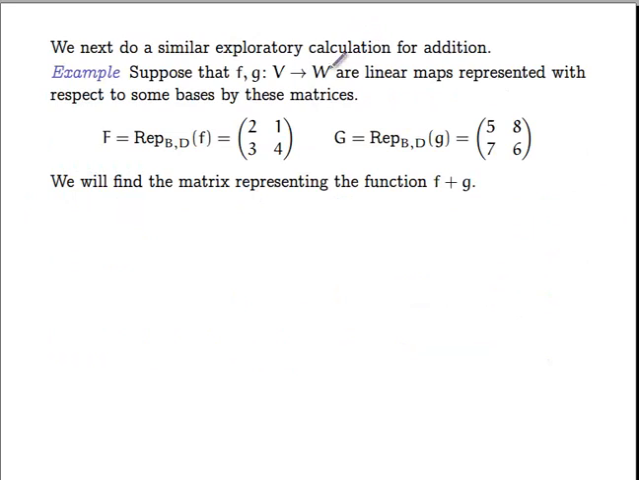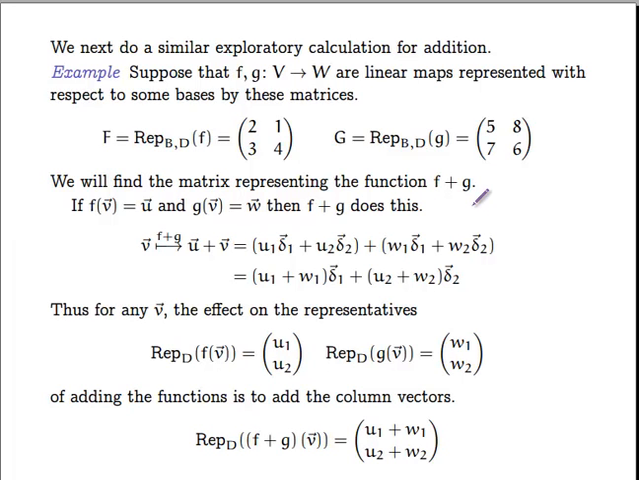Let's do the same thing for addition. So let's consider two functions, f and g, that are represented by matrices capital F and capital G, and consider the matrix that represents the function f plus g. Now, I think it shouldn't be a surprise what that matrix will be, but let's go ahead and verify. If f of v equals u, where v is some arbitrary vector in the domain, and u is a vector in the codomain, and if g of v is equal to w, then this is what f plus g does.